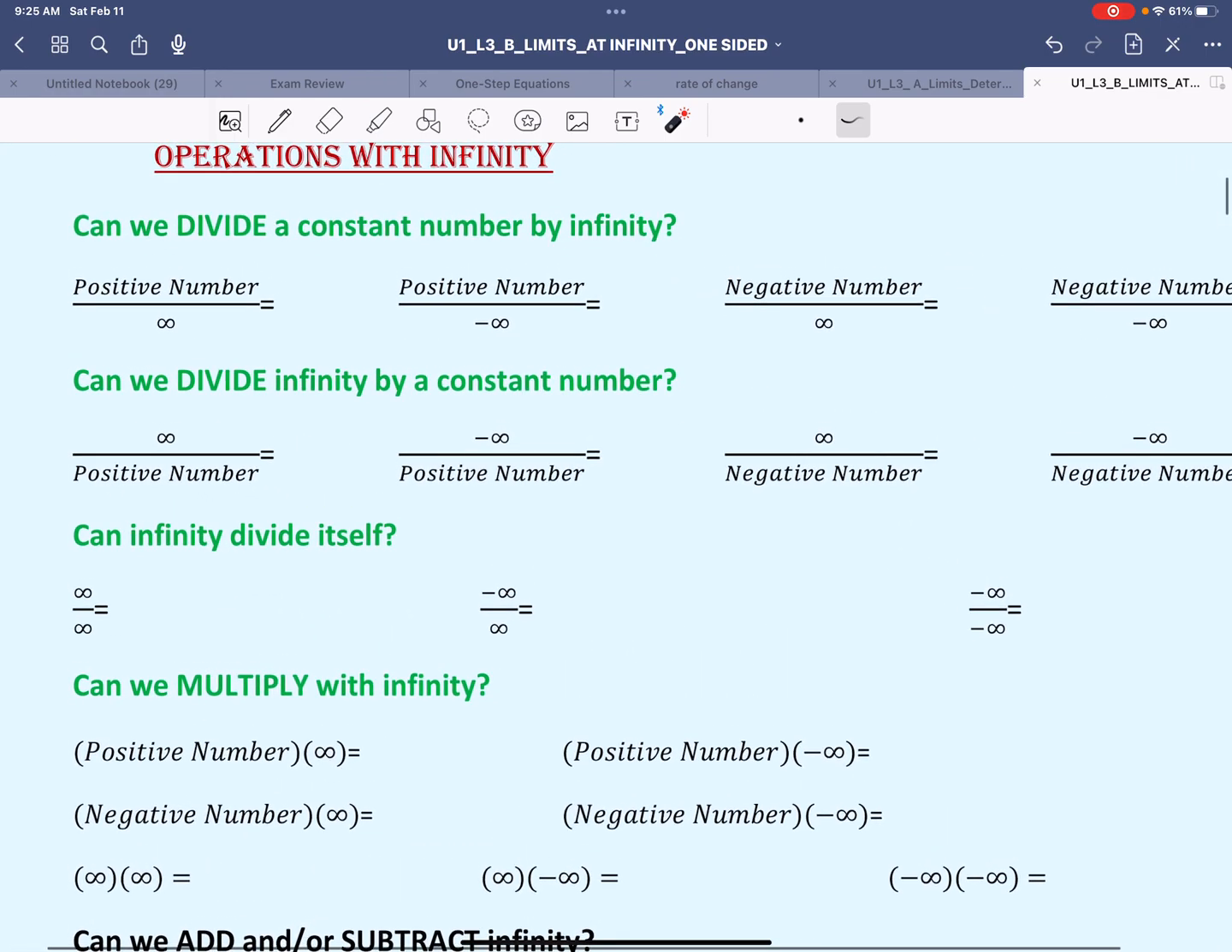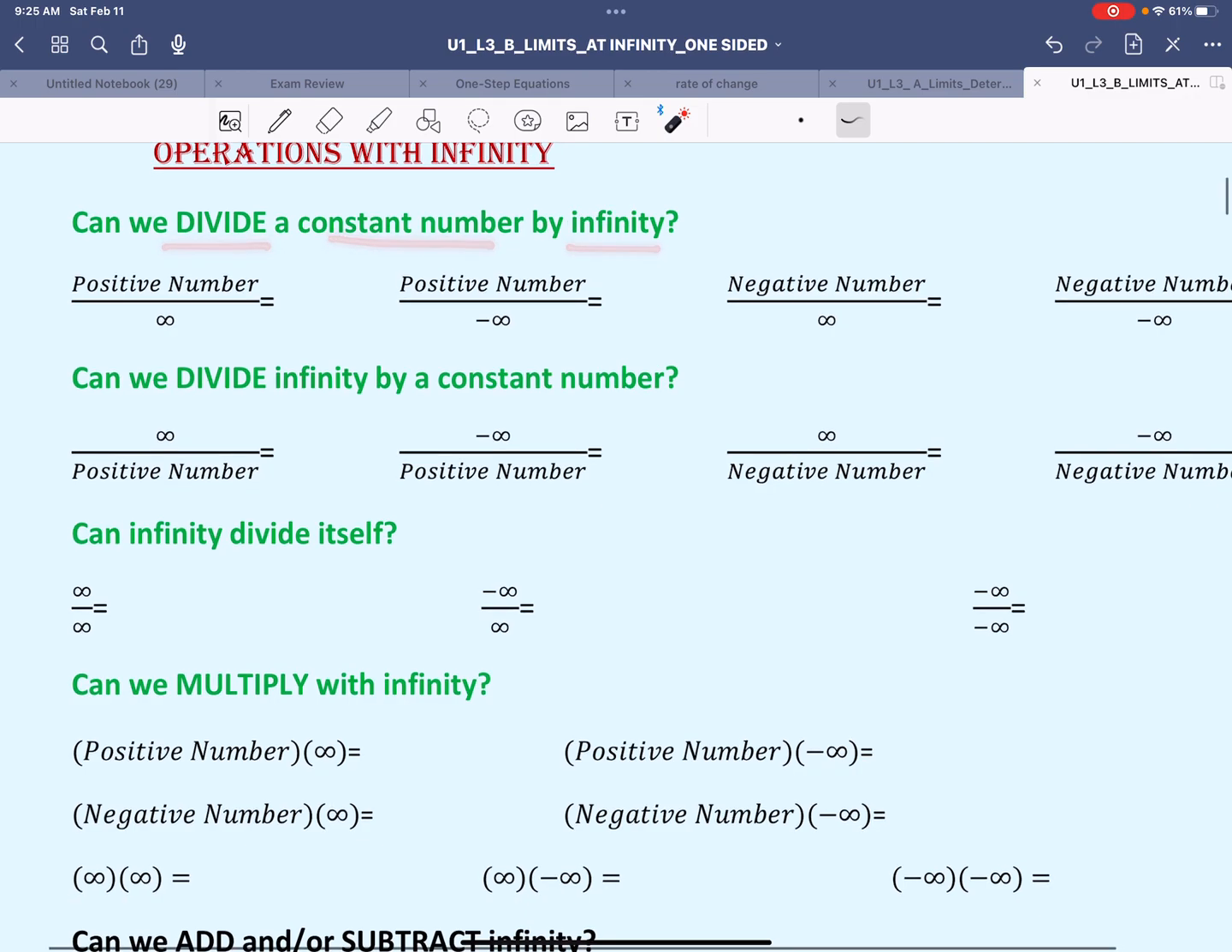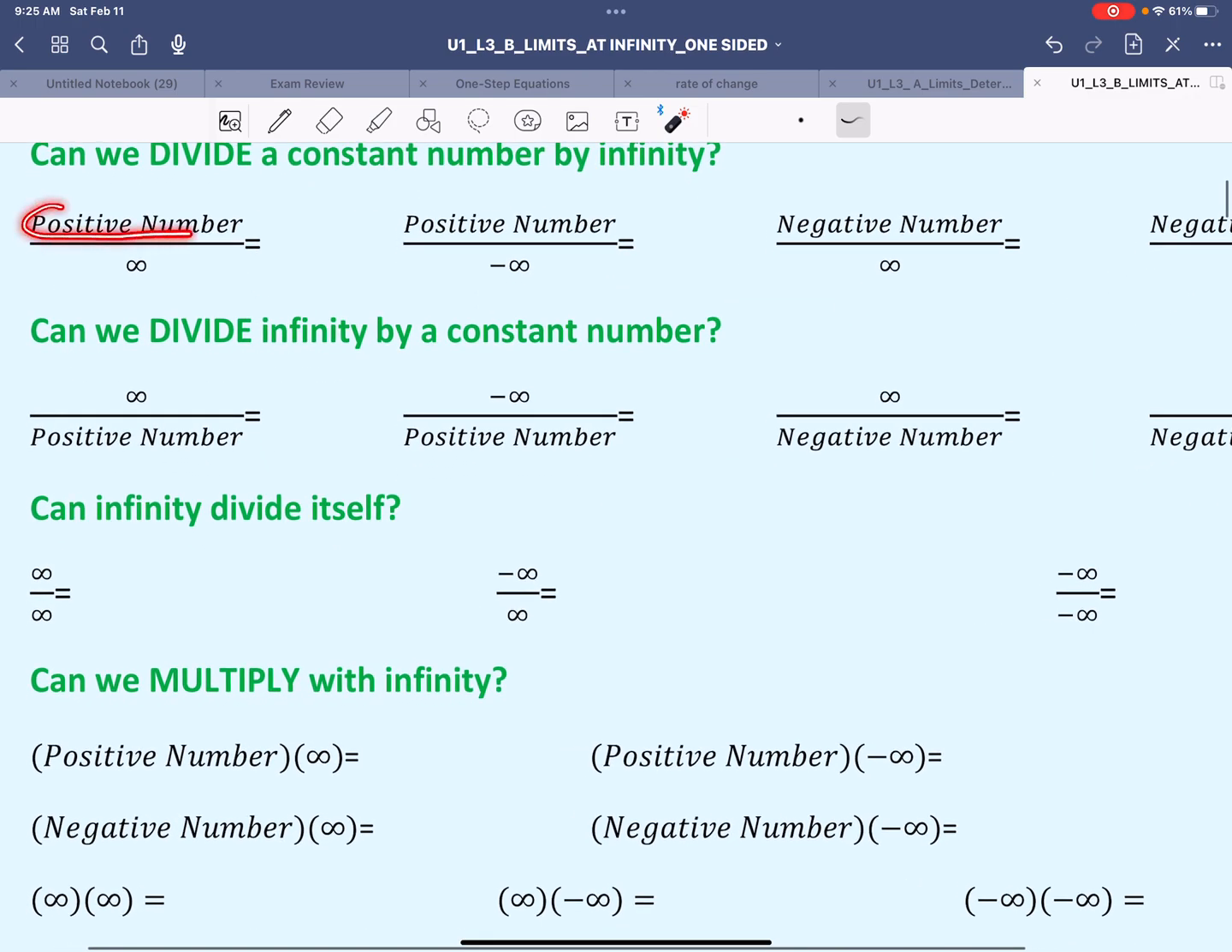So we're going to start off with the first operation. Can we divide a constant number by infinity? A constant number means it can be either a positive or a negative number. So I took different examples here. If you have a positive number divided by infinity, I want you to imagine you have $1 and you are sharing it with the rest of the world. Practically everyone would get nothing, so $0, but technically or mathematically speaking, everyone should get something because you did share something.